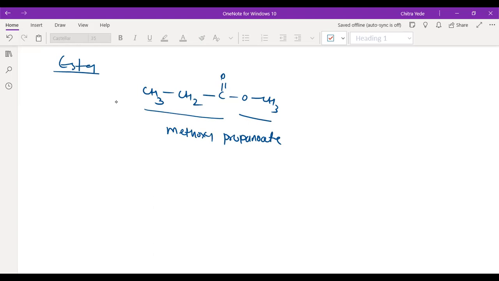Okay. Now here I'm just going to increase the number of carbon atoms, meaning from one here I'm taking over here. So can we write that like CH3, C double bond O, O, CH2, CH3. Can we write that? So you are trying to make it ethoxy ethanoate. Yes. Now it is ethoxy ethanoate.